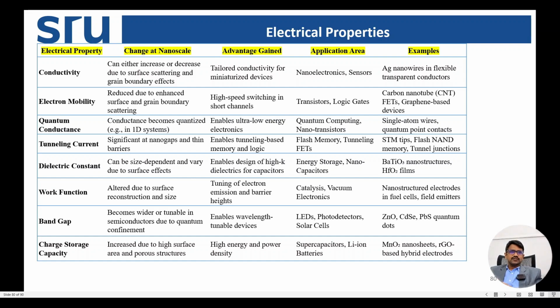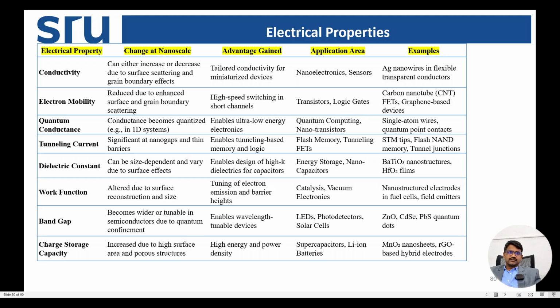Electron mobility is reduced due to enhanced surface and grain boundary scattering. Advantage: high speed switching in short channels. Application area: transistors, logic gates. Examples: carbon nanotube, graphene based devices. Because transistors and logic gates with high speed switching are very important for computing applications also, we can use them in that way.